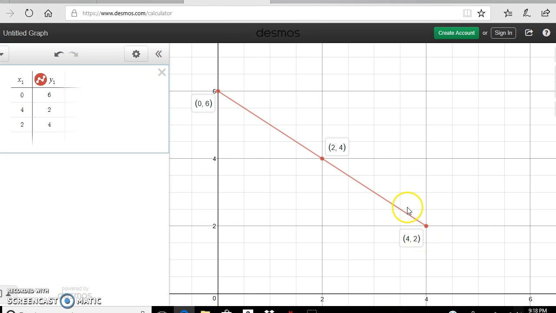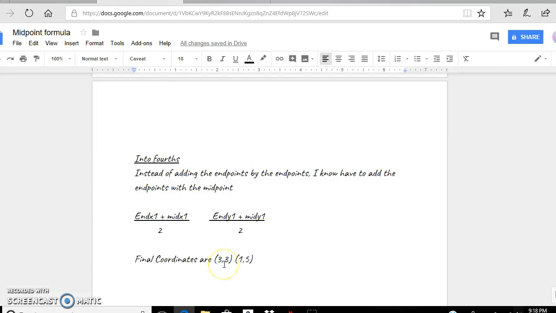Pretty simple combination. So it would be 2 plus 4 divided by 2, which equals 3. So 4 plus 2 equals 6 divided by 2. And the same thing with the other one. 2 plus 4 equals 6 divided by 2. So it would be 3 and 3. So the final coordinates are 3 and 3 and 1 and 5.